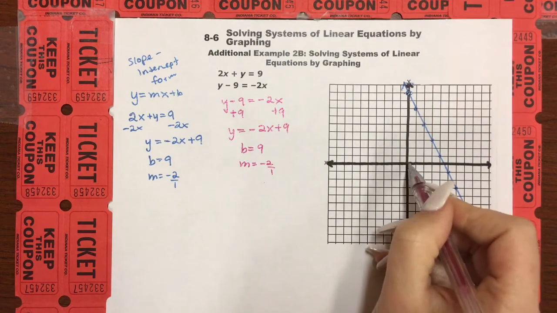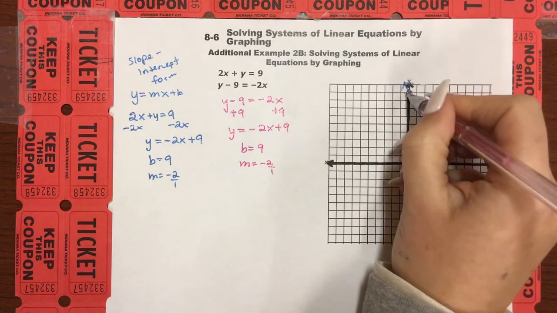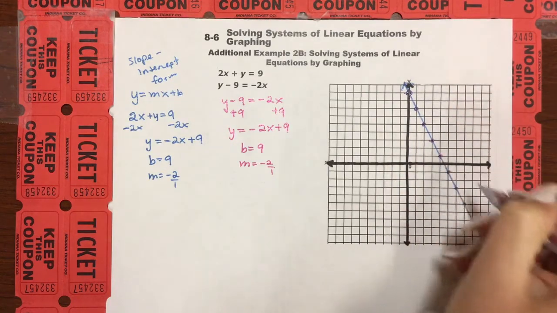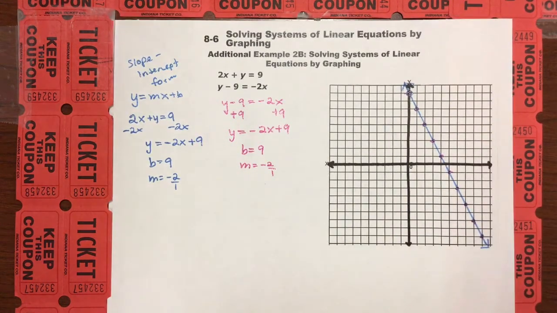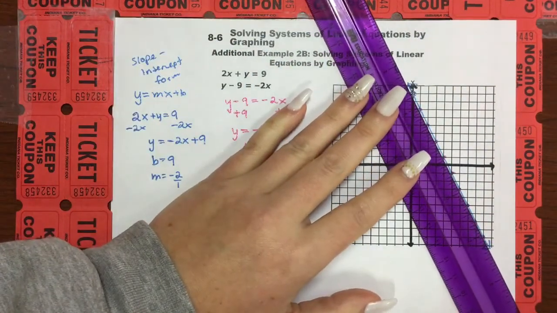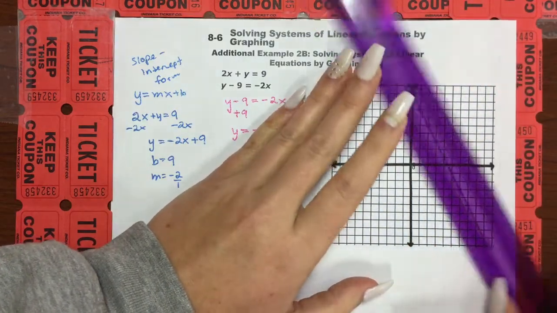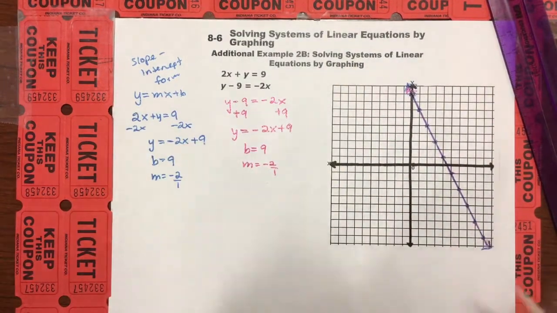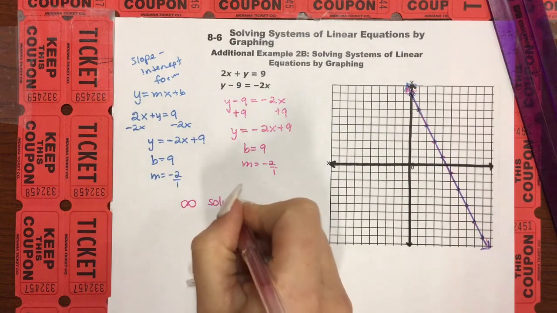If we graph this, we go to our y-intercept first, up 9, which is here, and then we do our slope, down 2 over 1, down 2 over 1, down 2 over 1, boom, boom, boom. This looks like it's the same exact line. And if we connect those dots, we see that it is. It is the same exact line, okay? So for this one, since it's the same line, what we're going to say is infinite solutions. This has infinite solutions.